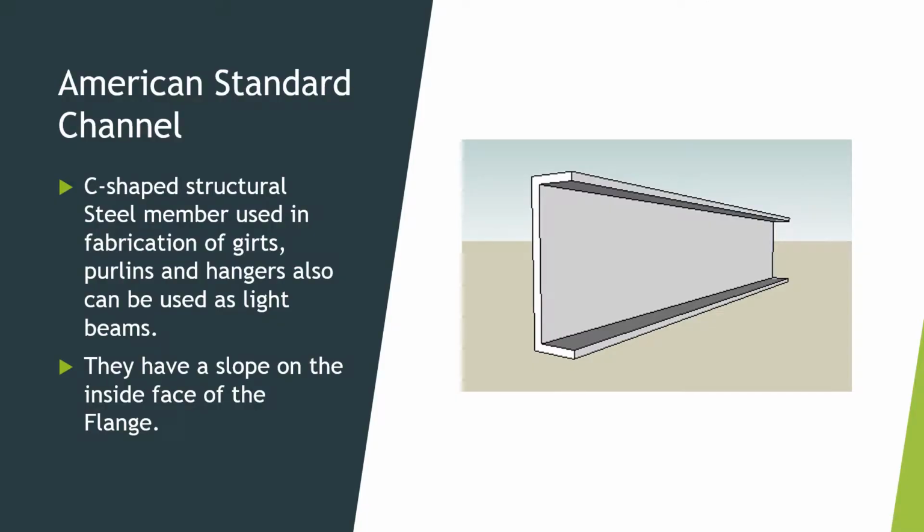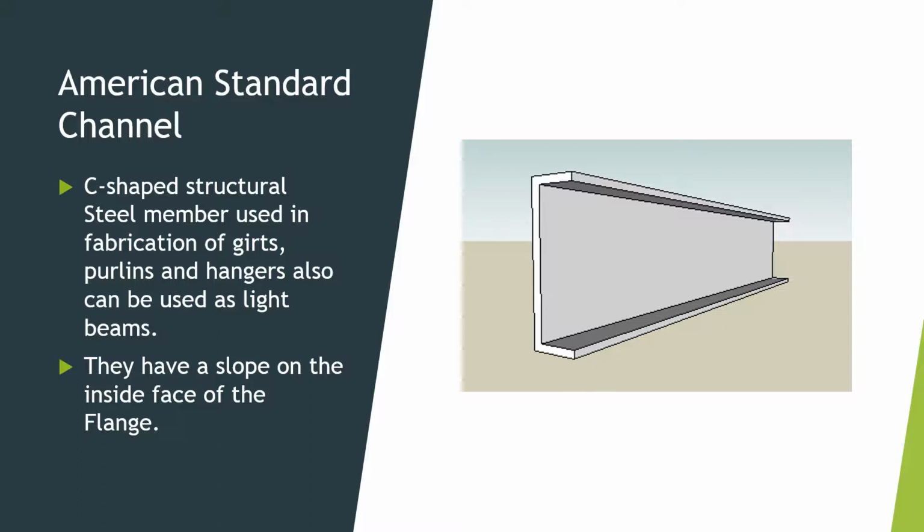So let's move on to our next structural steel member. Here we got the American Standard Channel. Just have a look at it. What shape does it look like? Yeah. C-shaped is the key words here when identifying this steel member. It resembles the letter C.